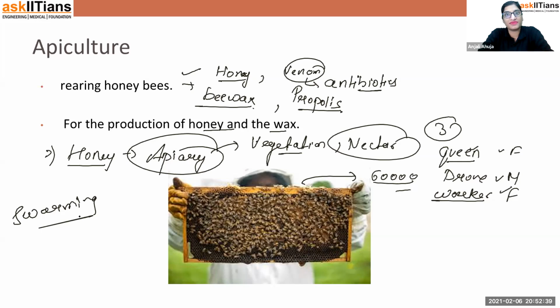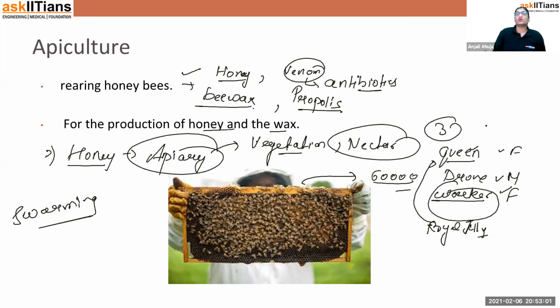You know how queen is made? By special diet. The worker is the one that makes that special diet, which is known as royal jelly. This royal jelly is created by workers by collecting a number of products, minerals and all, and this is fed to the queen, then she is made.